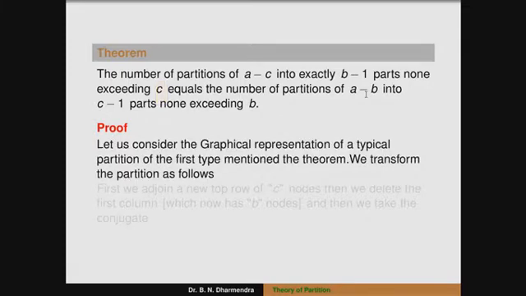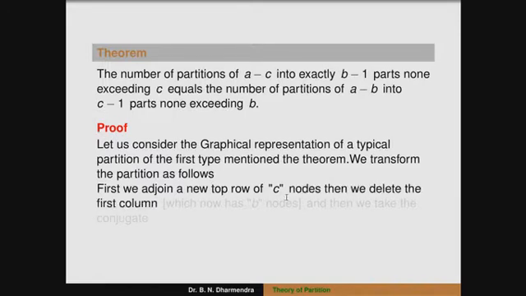Let us consider the graphical representation of a typical partition of the first type mentioned in the theorem. We transform the partition as follows. First, we adjoin a new top row of C nodes. Here B minus 1 is the number of rows and the number of columns is not exceeding C. On that basis, when I put the diagram on the nodes, the next step is to adjoin a new top row of C nodes, and then delete the first column.